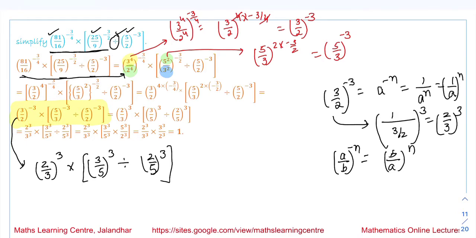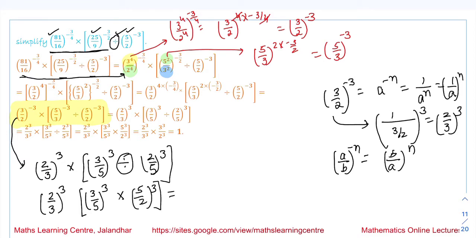Now in the next step we have to remove this division sign, so we can write 2 by 3 whole raised to the power 3 into 3 by 5 raised to the power 3 multiplied by 5 by 2 raised to the power 3. So the answer you are getting is 2 raised to the power 3 into 3 raised to the power 3 into 5 raised to the power 3 divided by 2 raised to the power 3 into 5 raised to the power 3 into 2 raised to the power 3.